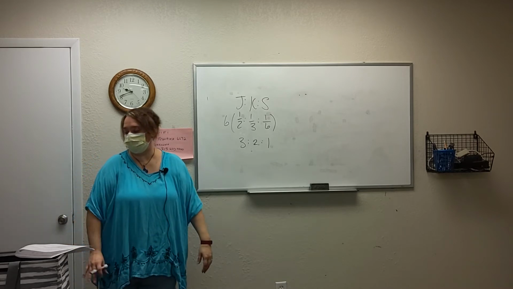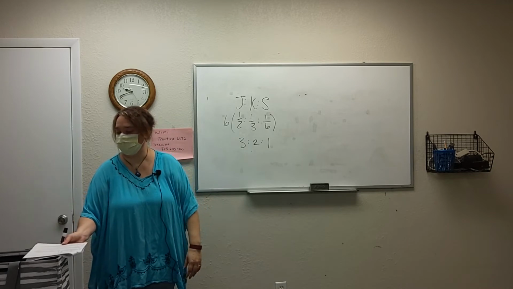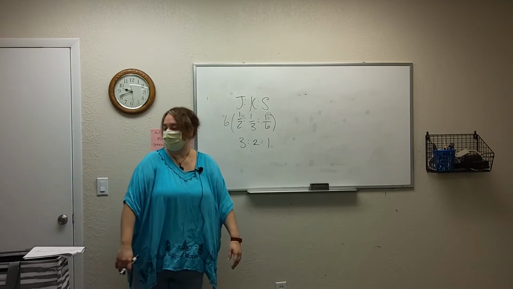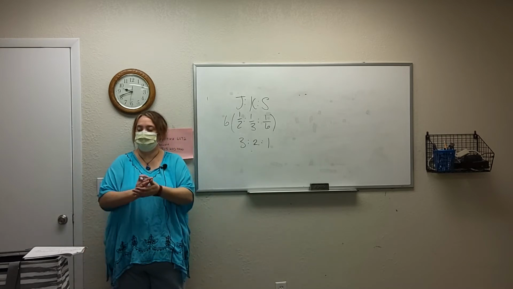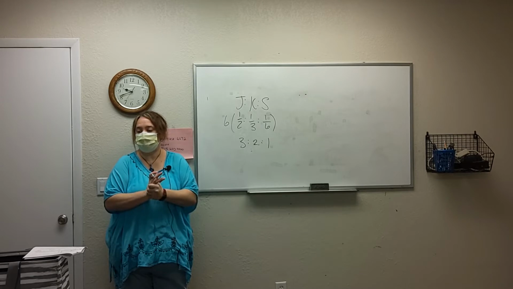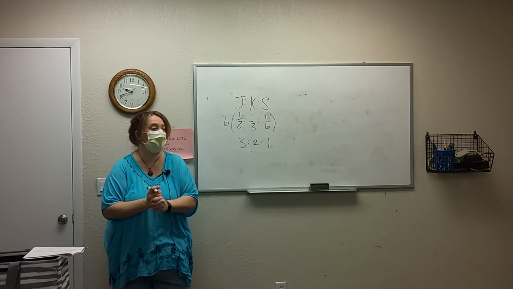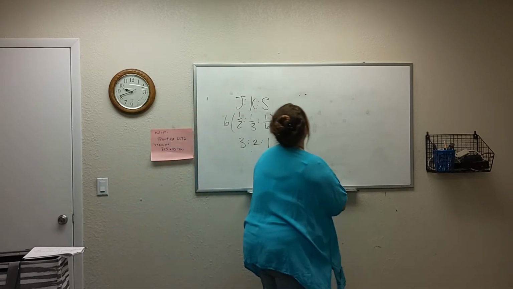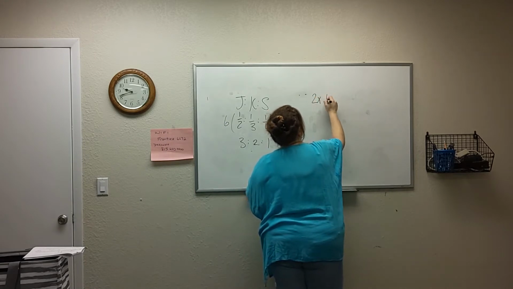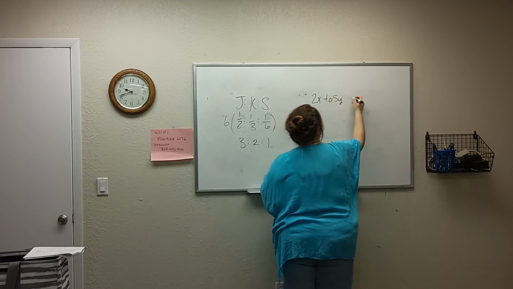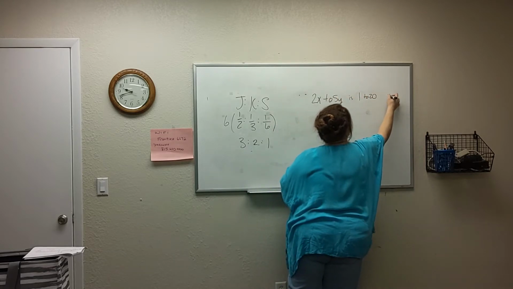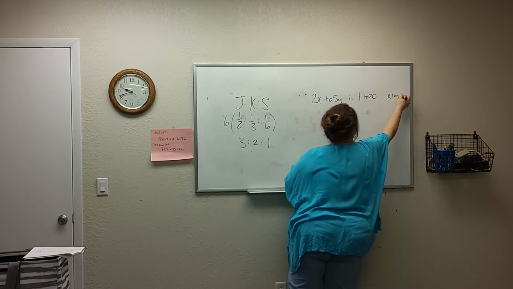Number 19 is yours to do for homework. Top of the next page, ACT number 4. The ratio of 2x to 5y is 1/20. What is the ratio of x to y? So 2x to 5y is 1/20. And they want to know what x to y is.